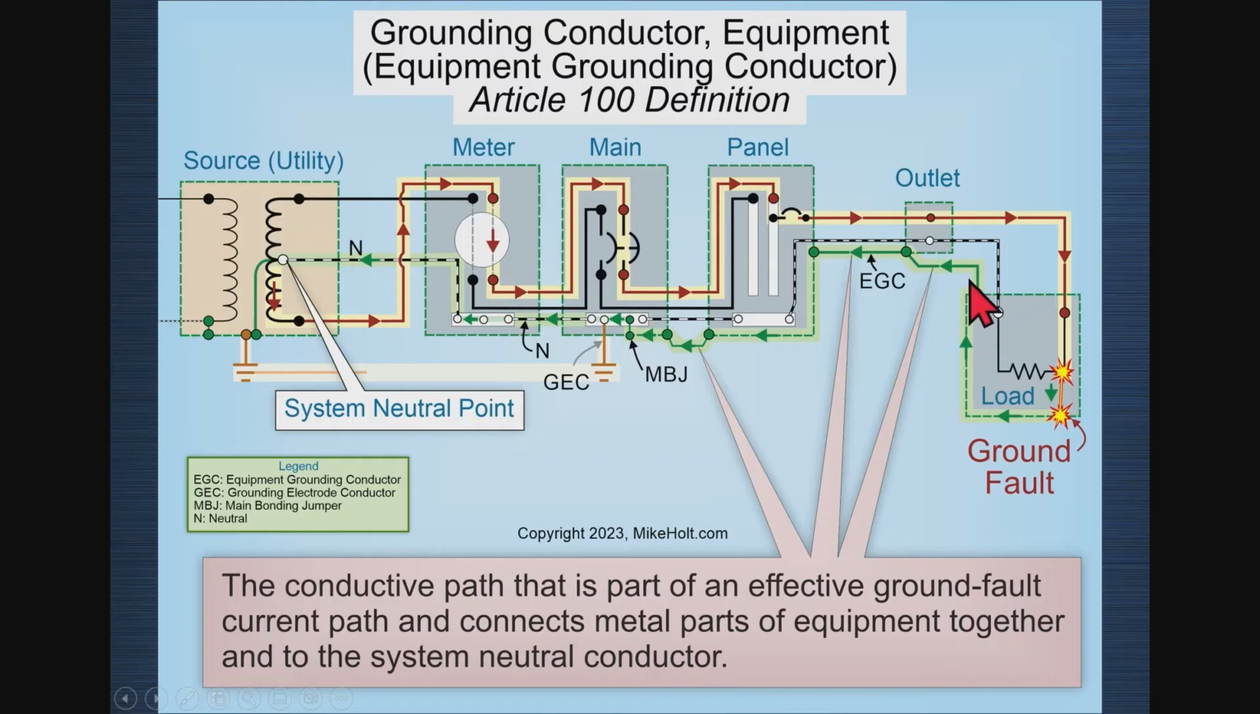And it connects the metal parts. These are the metal parts of equipment, and connecting them together is bonding. And then you make that connection back to the system neutral. Well, that equipment grounding conductor stops right here. Then we go to the main bonding jumper, then we go to the neutral. So the only way it can connect to the neutral is through the main bonding jumper. So yes, it's connecting to the neutral through the main bonding jumper, and that is at a service.